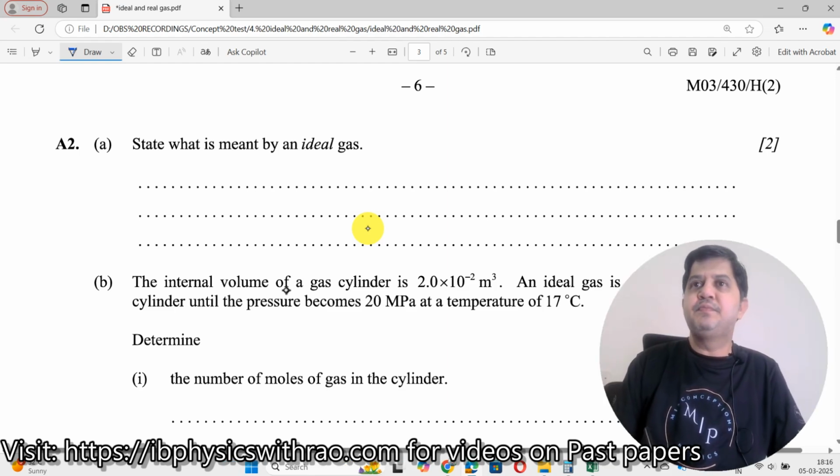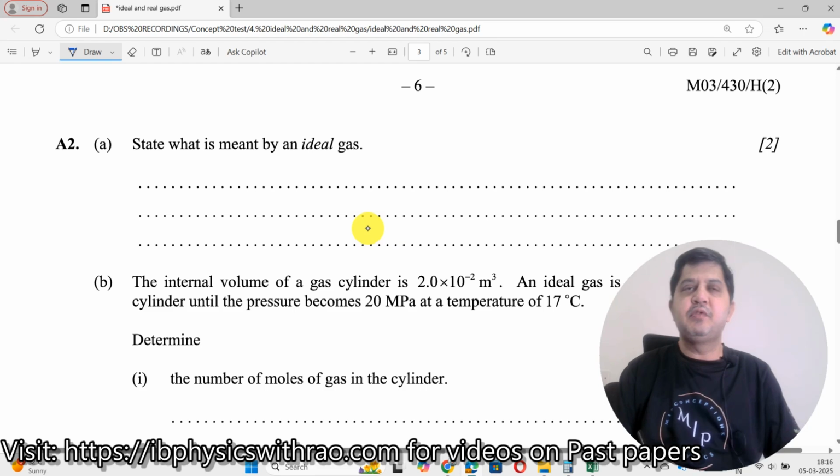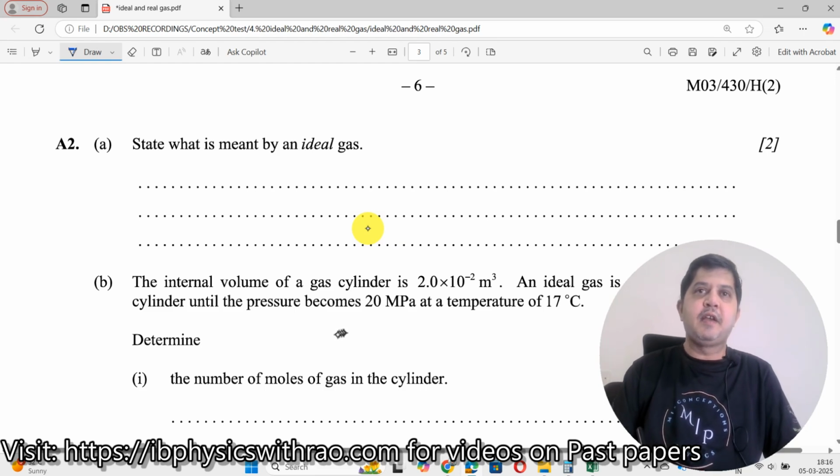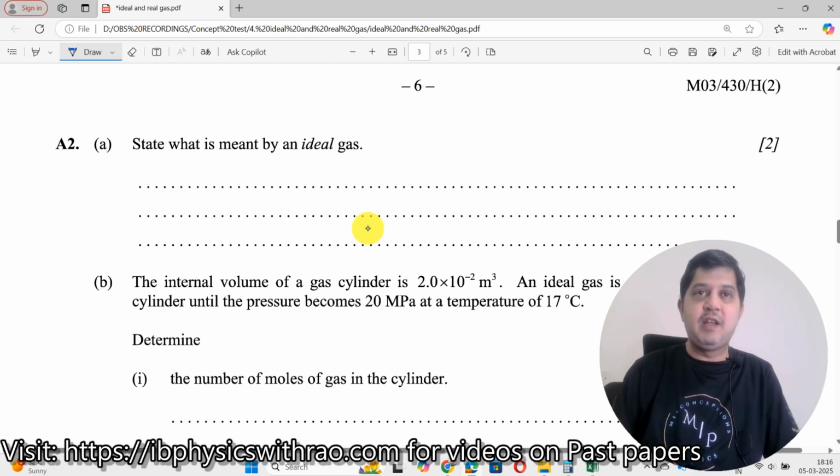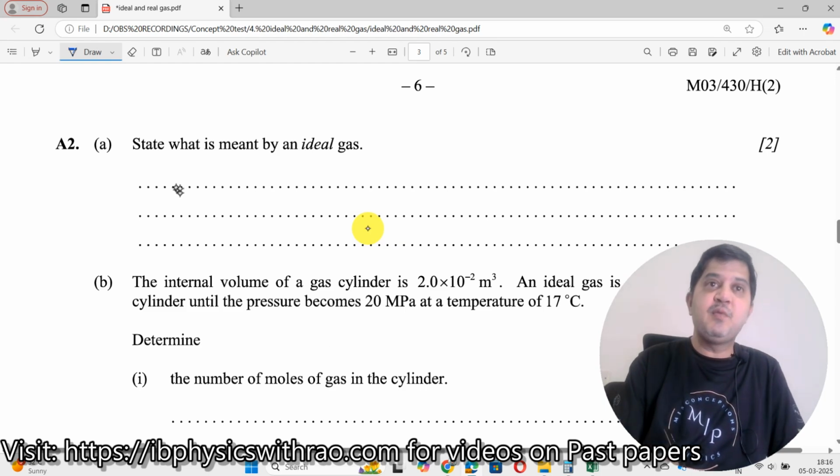Okay, question number 2. This question is taken from 2003 May paper. Though it's an old paper, still, the questions in IB old papers are really good enough. It gives you detail, and you can solve this problem. Now, state what is meant by an ideal gas. What is an ideal gas?